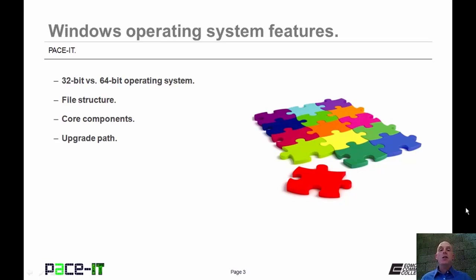Today we're going to be discussing 32-bit versus 64-bit operating systems, file structure, some core components of modern operating systems, and the upgrade paths for Windows. And with that, let's go ahead and begin this session.